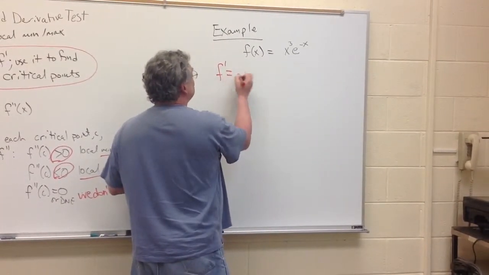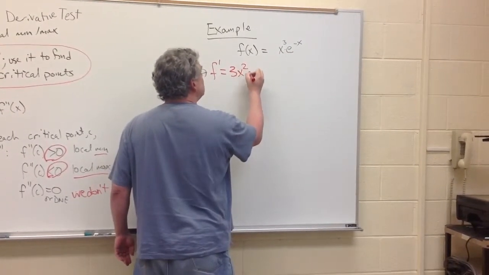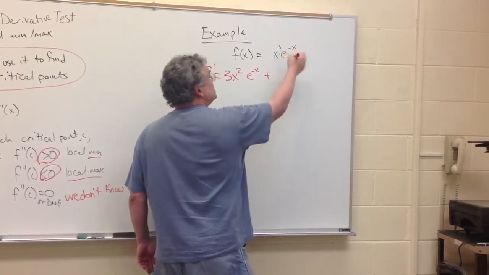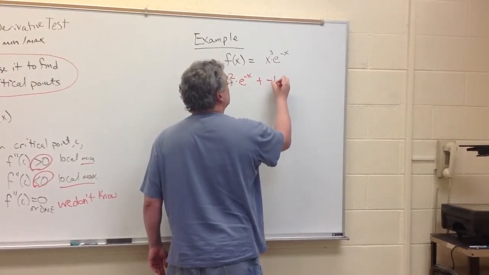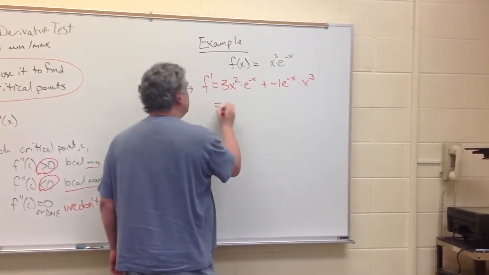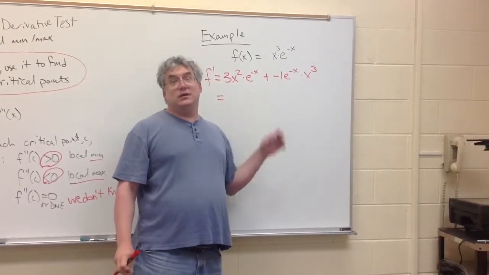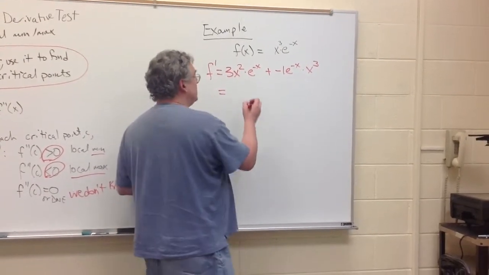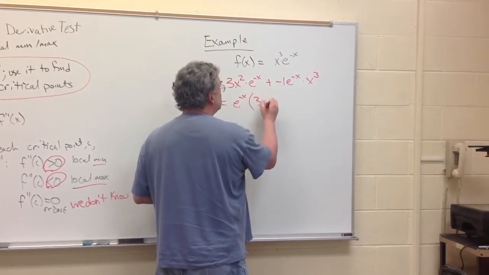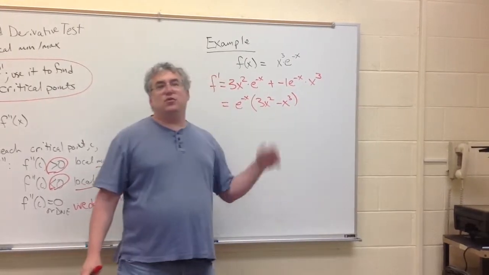This first derivative is going to be, this is a product, so it's the derivative of the first times the second, plus the derivative of the second, that's a chain rule, times the first. And because I'm going to ultimately have to take the derivative of this one, I want to factor things out. So I've got e to the minus x in there. I've got 3x squared minus x cubed. I can factor that more, but I don't really need to.